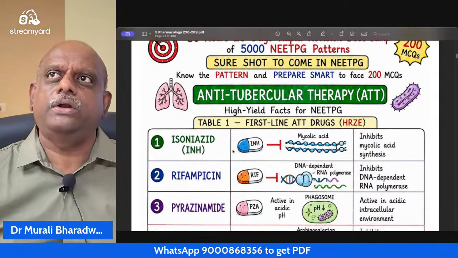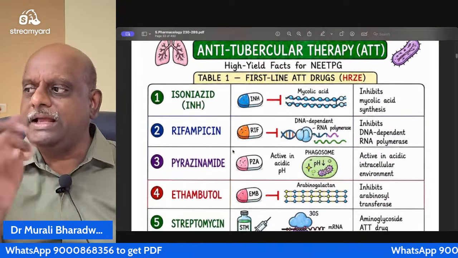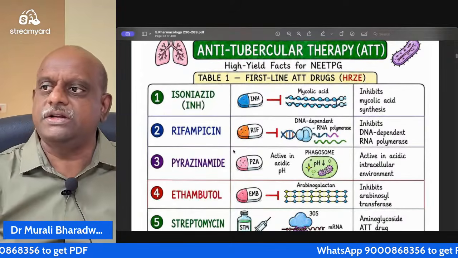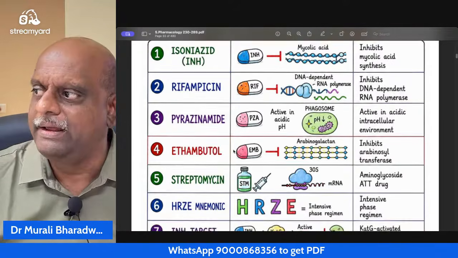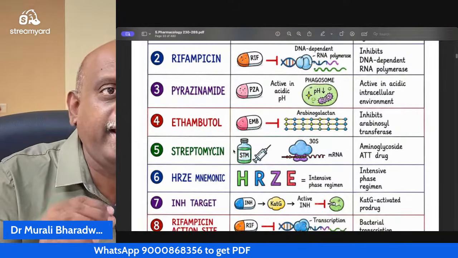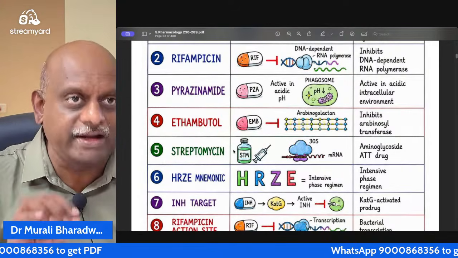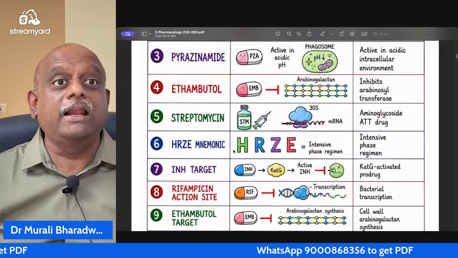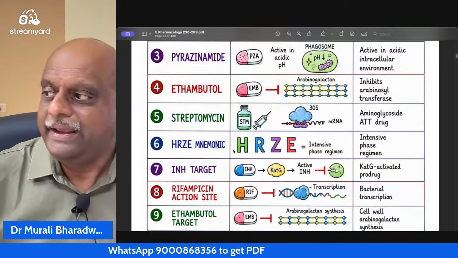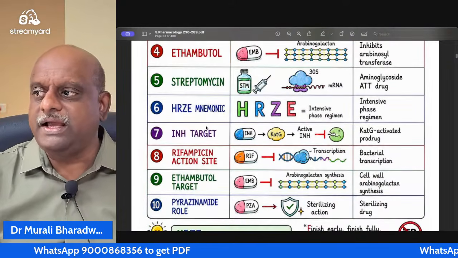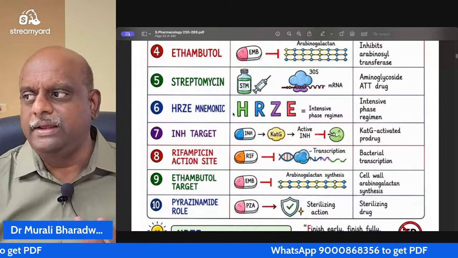ATT. Without a question on ATT, there is no question paper. Let's be sure. Isoniazid inhibits mycolic acid synthesis. Rifampicin inhibits DNA-dependent RNA polymerase. Pyrazinamide, specialty: it is the only ATT that is active in the acidic intracellular environment, right? Inside the phagosome. Ethambutol inhibits arabinosyl transferase. Streptomycin is an aminoglycoside. And what is HRZE? INH, rifampicin, pyrazinamide, ethambutol in the intensive phase.